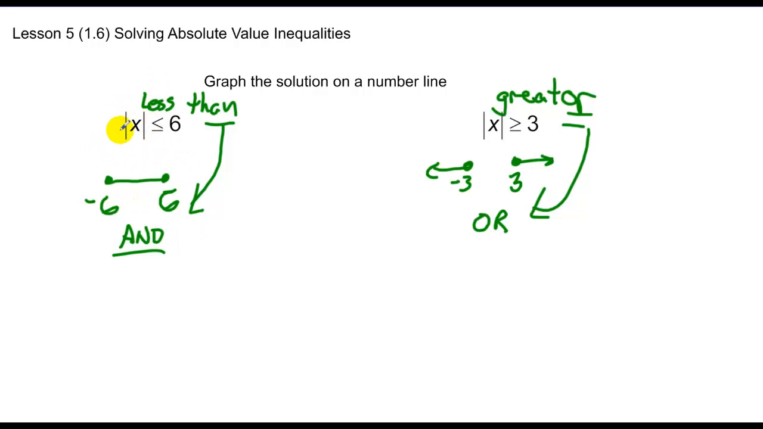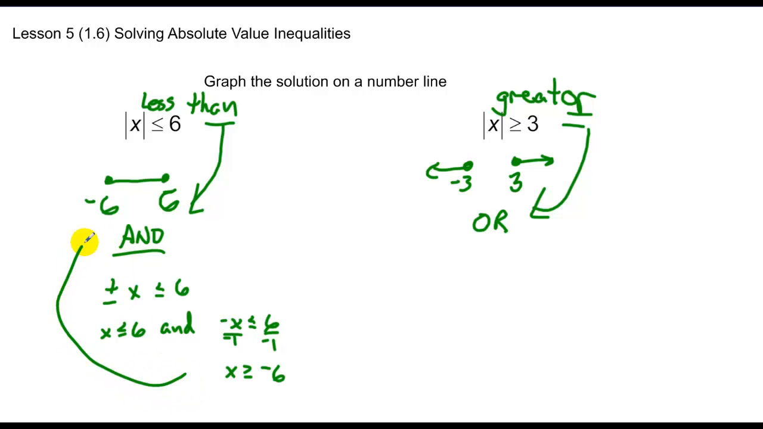Now, mathematically, when we talk about solving these problems, we could state that to remove the absolute value, you have to go plus or minus some x is less than or equal to 6. So I have two equations. x is less than or equal to 6, and we just got done saying less than, and -x is less than or equal to 6. So solving this, I divide by -1, and I have x greater than or equal to -6. And if I were to graph that, its graph is right here.